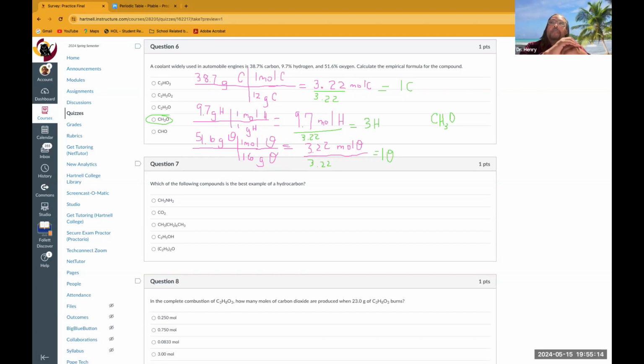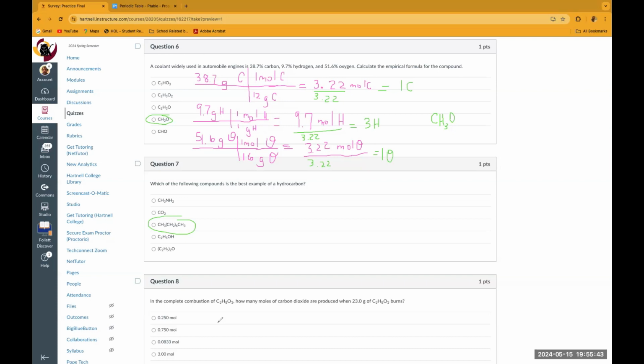Which of the following compounds is the best example of a hydrocarbon? Do I pass on this one too? You can answer this one. It's 3 because it's only C and H, and a hydrocarbon is only carbon and hydrogen. Okay, that is correct. So that means you have to give up the next one.